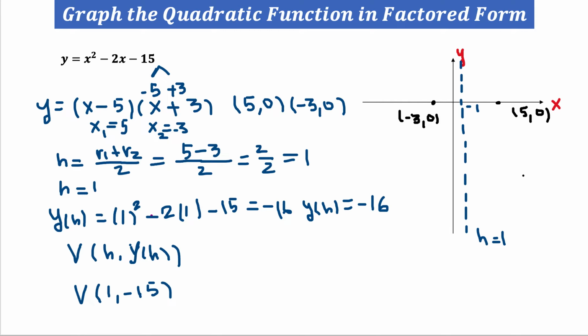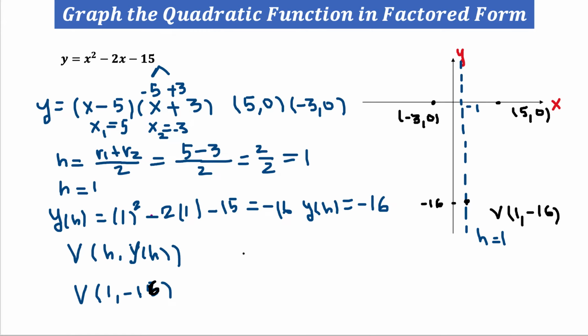And the vertex here, it's not minus 15, it is minus 16. And here is the vertex, and it is, I'm sorry, 1 and minus 16. So we already have the vertex, and we denoted all those important points.